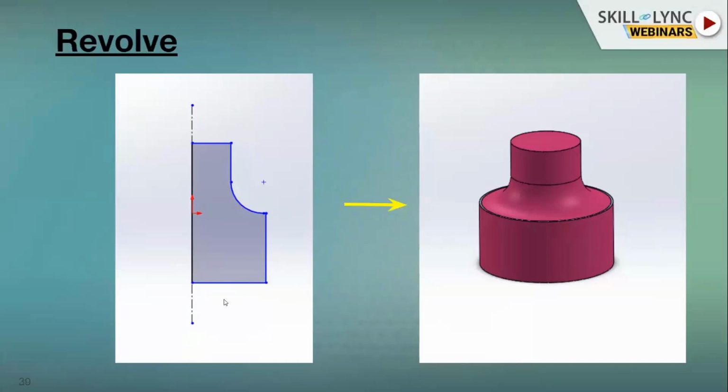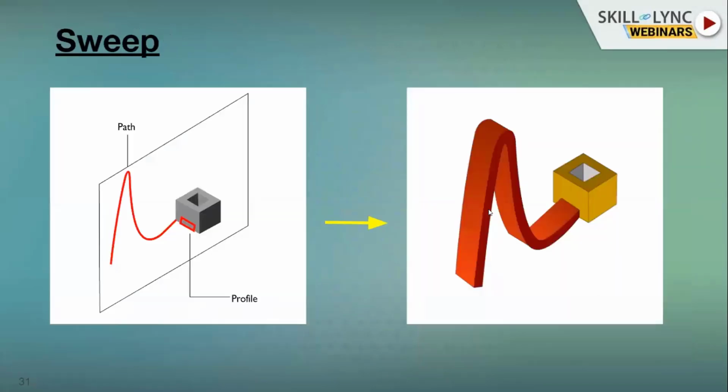And once we make the cross section, using this sketch tool, we can go for revolve. Once we are done with the revolve, it will look like this. And sweep is another part feature with which we can make two sketches. One sketch will be the cross section of the part, and another one will be the guiding path along which this profile will travel through. So once with this sweep tool, we can make a part like this.